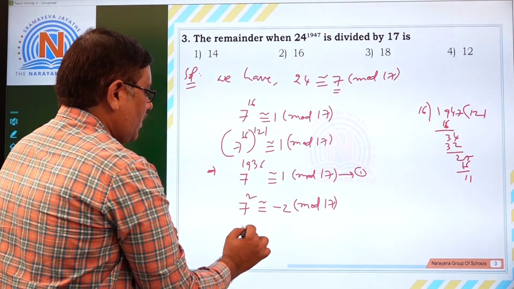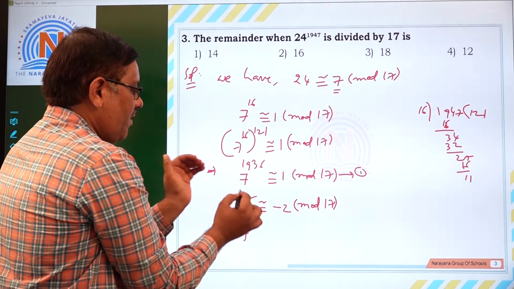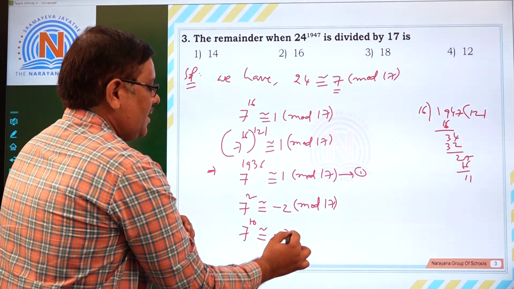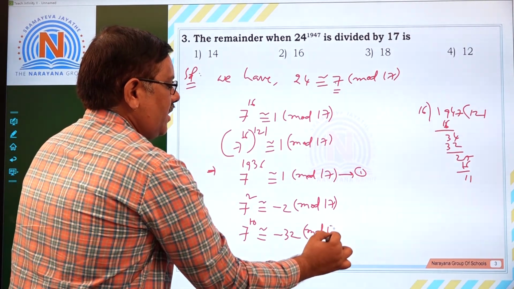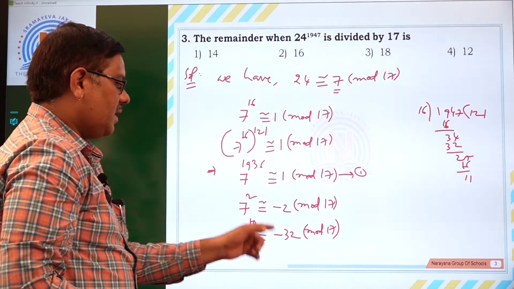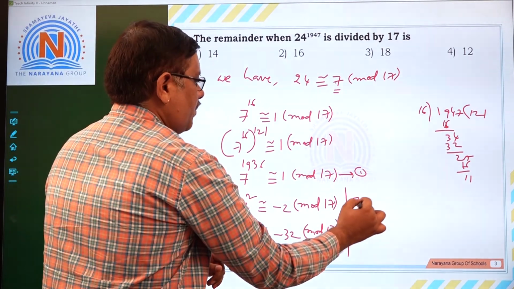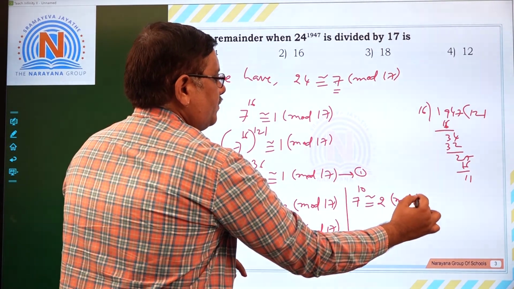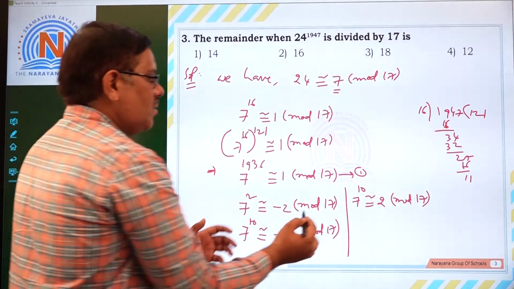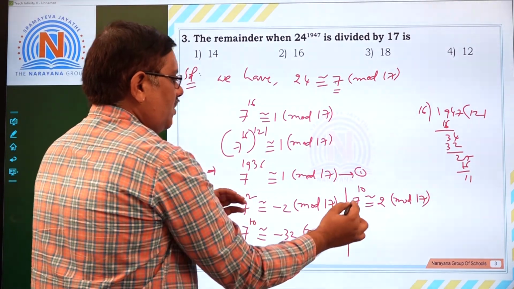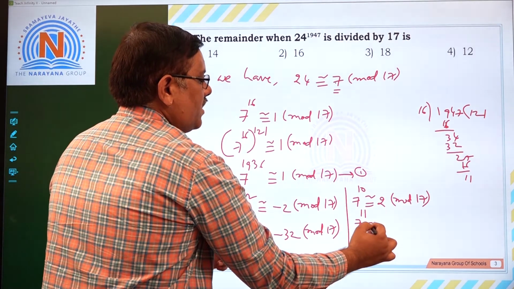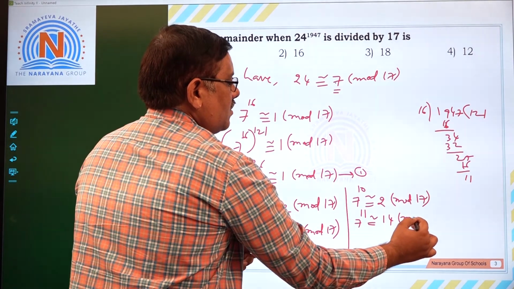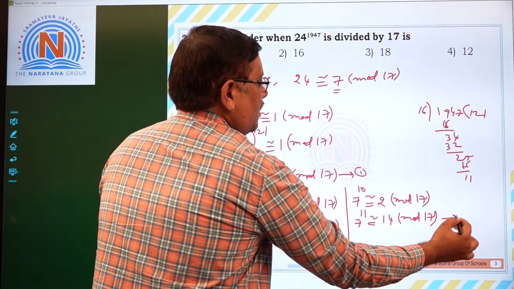Now let us raise this to the power 5. (7 square) power 5 gives 7 power 10, which is congruent to (minus 2) whole cube, that is, minus 32 modulo 17. But minus 32 we can write as plus 2, so 7 power 10 is congruent to 2 modulo 17. Now let us multiply both sides by 7 so that we get 7 power 11, which is congruent to 2 into 7, that is 14 modulo 17. This is condition number 2.